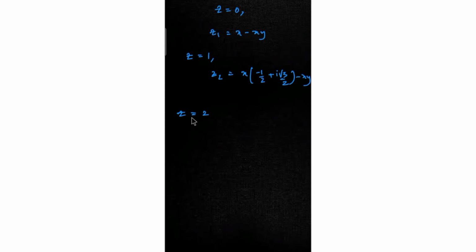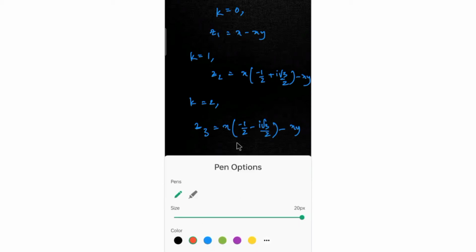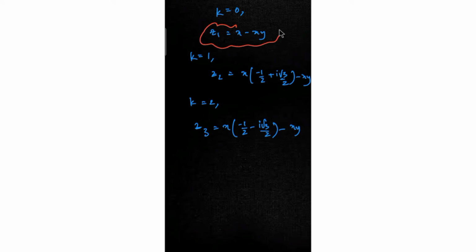Sorry, this is not z basically, it is k. So k is equal to 0, k is equal to 1, and k is equal to 2. I would get z3 to be x of minus 1 by 2 minus i root 3 by 2 minus xy. So now these are the vertices. z1 is one of the vertices of the triangle, z2 is one of the vertices of the triangle, and z3 is one of the vertices of the triangle.